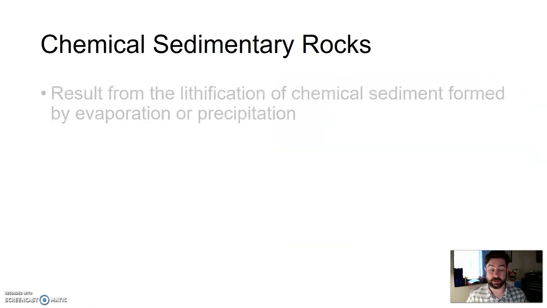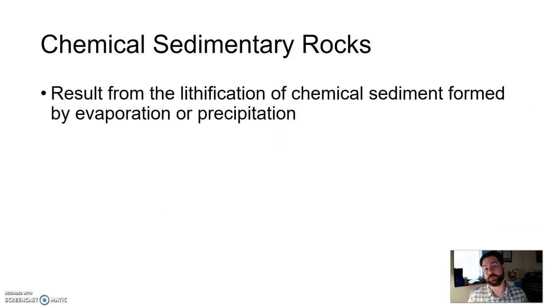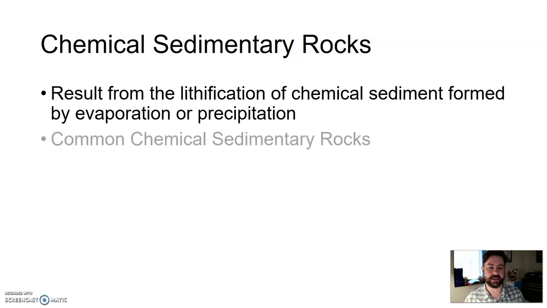Chemical sedimentary rocks come from chemical sediments. It's the result of lithification of chemical sediments formed by evaporation or precipitation processes. So think back to chemical sediments. You have water with a bunch of stuff dissolved in it. The water evaporates away and leaves behind that material. That material layers itself up. If there's enough of that over time, compaction and cementation can occur.